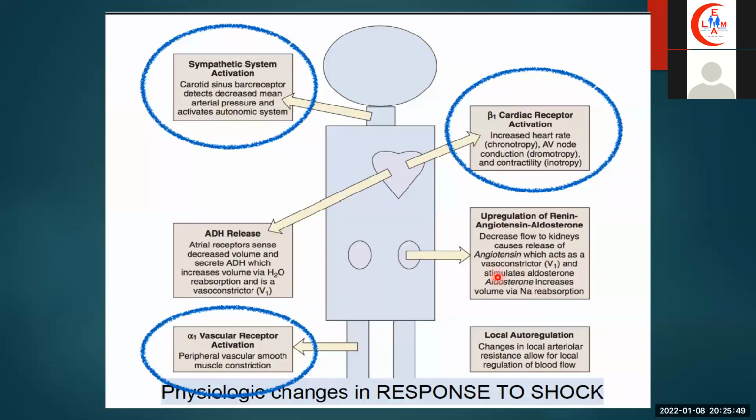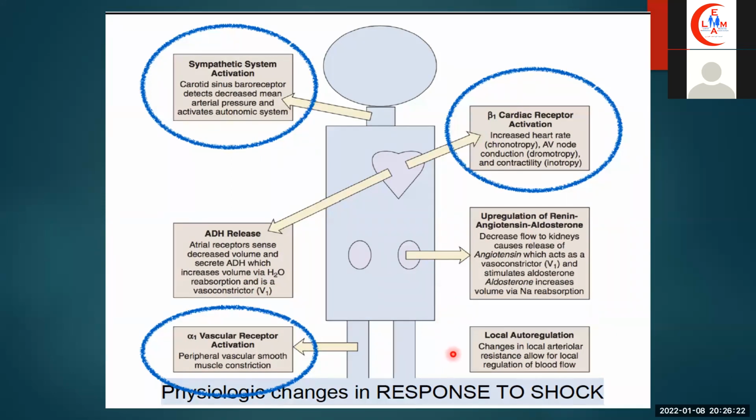The other factor is release of antidiuretic hormone from the atria and from the pituitary gland because of the decreased volume and also because of increased osmolality. And antidiuretic hormone, as you all know, increases the reabsorption of the water. So they try to keep the water inside the blood vessels in order to increase the volume and increase the cardiac output.